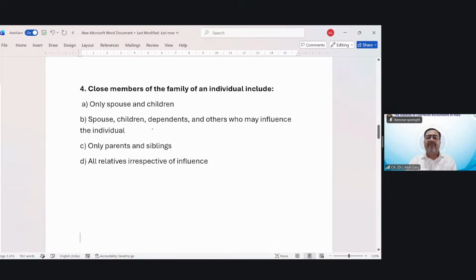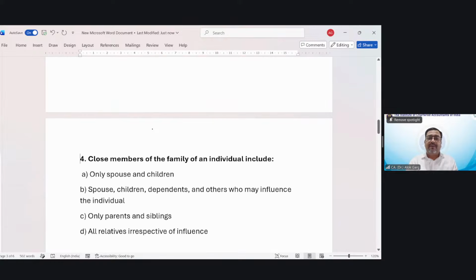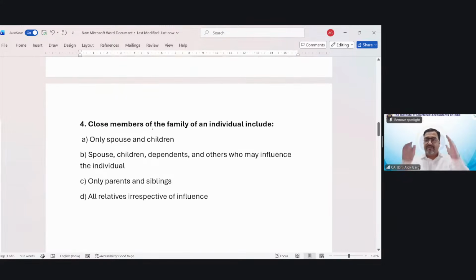Close member of the family of an individual includes what? I have covered this in a tabular format. Include only spouse and children? So parents and siblings are not there. Only spouse and children are covered, that is the first point. Second option: spouse, children, dependents, and others who may influence the individual. Third: only parent and siblings. Fourth: all relatives irrespective of influence.